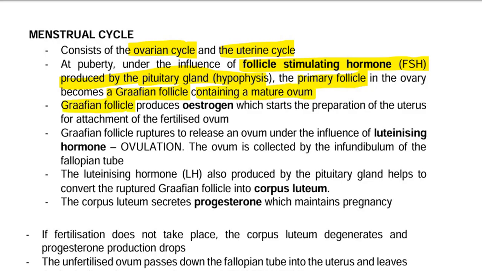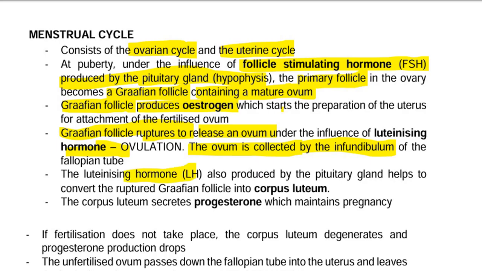The graafian follicle then produces estrogen, which starts the preparation of the uterus for attachment of the fertilized ovum. Now the graafian follicle ruptures to release an ovum under the influence of luteinizing hormone, and that is ovulation. Then the ovum is collected by the infundibulum of the fallopian tube, meaning that the ovum goes into the fallopian tube.